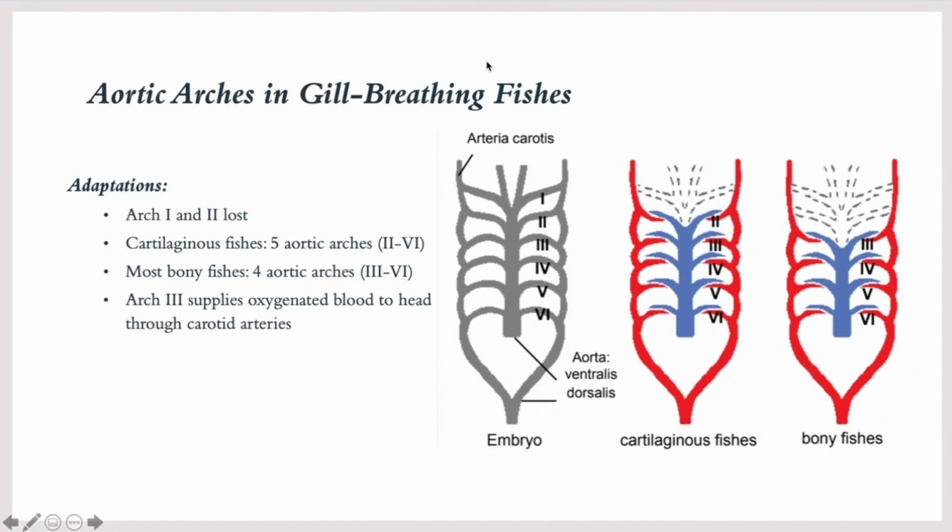Okay. So, what changed in gill breathing fishes? Well, they lost arch 1 and arch 2. So you can see that in bony fishes. They lost the aortic arch 1 and the aortic arch 2, they remained with the aortic arch 3, 4, 5, and 6. Whereas the cartilaginous fishes, they only lost the aortic arch 1, and they stayed with the aortic arch 2. The aortic arch 2 remained, then 3, 4, 5, and 6. Okay, so the arch 3 actually supplies oxygenated blood to the head through the carotid arteries.